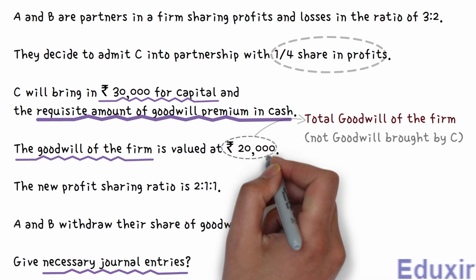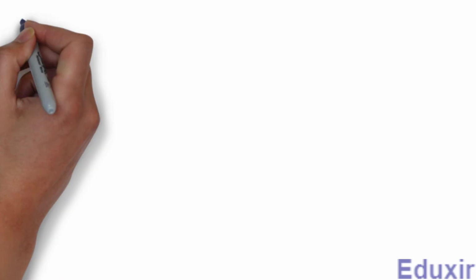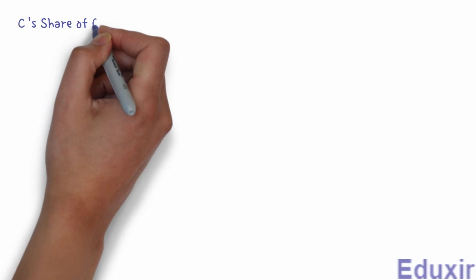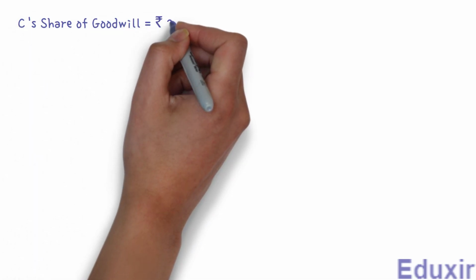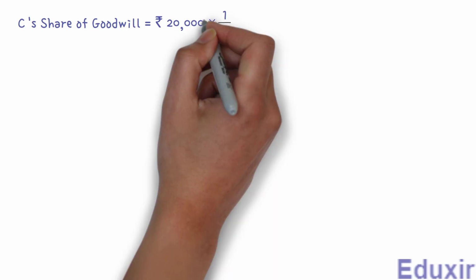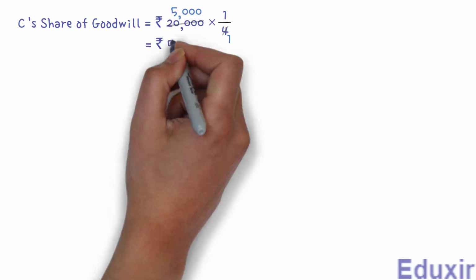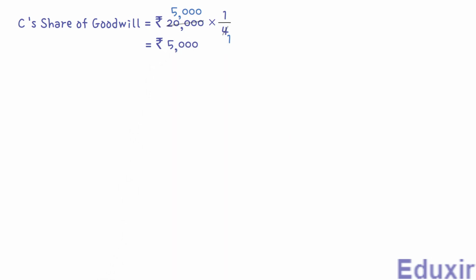which is 20,000 rupees. With this information at our disposal, let us now find the goodwill premium brought in by the partner C. So, C's share of goodwill is equal to the total goodwill of the firm, 20,000 rupees multiplied with his profit sharing ratio 1/4. Cancelling with 4, one fours are 4, 5 thousand. The result of this calculation is 5,000 rupees. This is the amount of goodwill premium brought in by the new partner C.